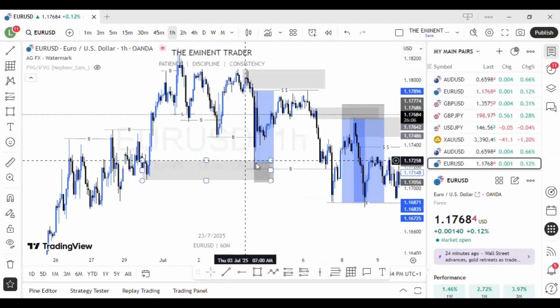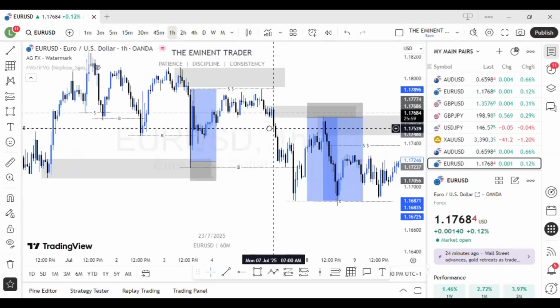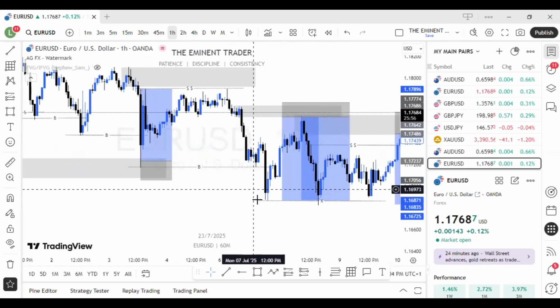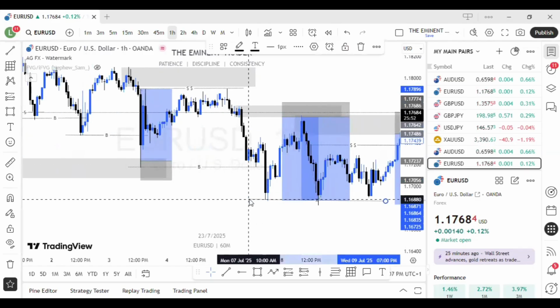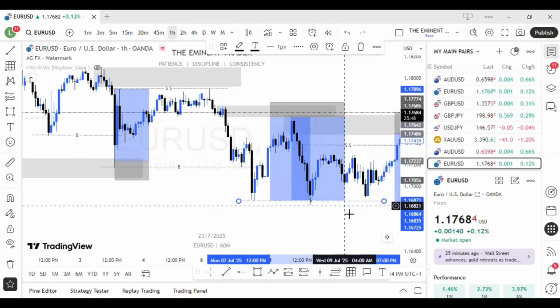So as you can see, break of structure, came back for it. And this is a valid order block too. Came back for it. Remember, your target is always the nearest area. Always look out for the nearest area to exit your trade. This is a 6 hour trade.